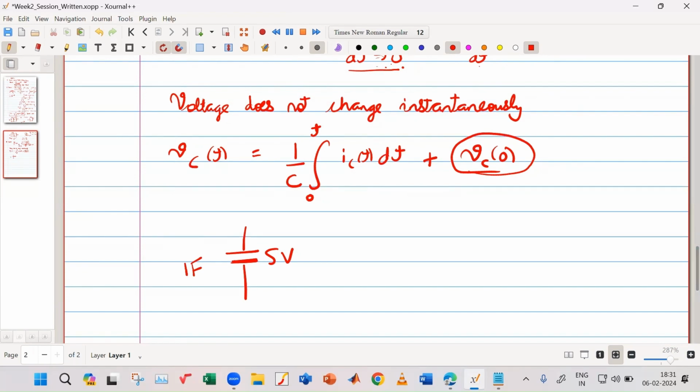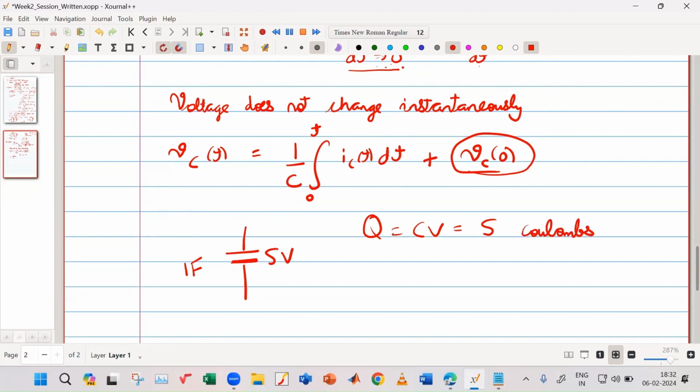Can you tell me what is the charge stored in the capacitor now? Q is equal to C into V. 5 volts into 1 farad. The unit is 5 coulomb. 5 coulombs. Okay.